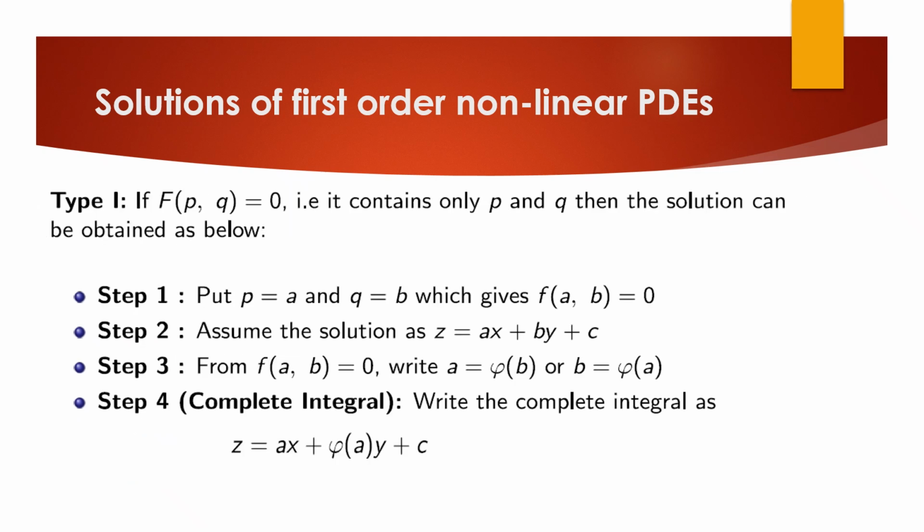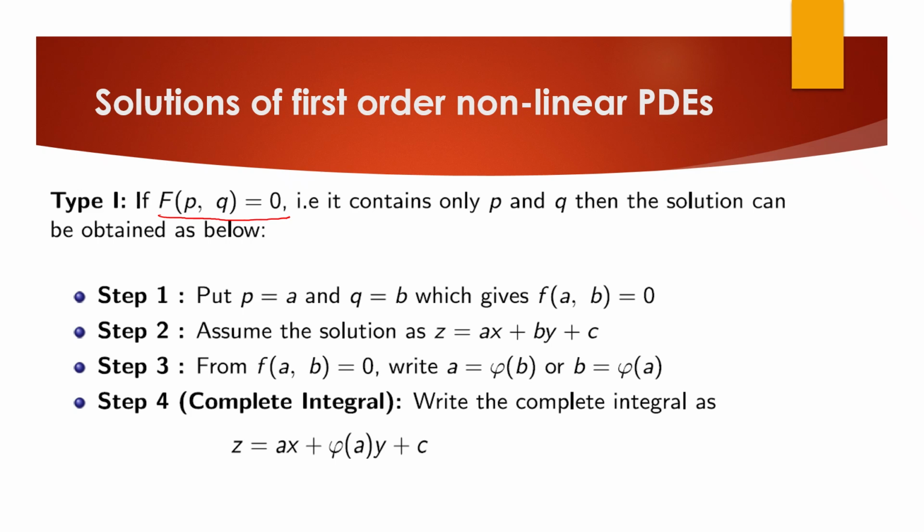Type 1 PDE will be of the form f of p comma q is equal to 0, which means here we'll be having a function of p and q alone. p is the first order derivative dou z by dou x and q is dou z by dou y. Here the PDE may be nonlinear, that means we may have powers of p and q, or products of p and q, but we have only p and q, not r, s, t. r, s, t are second order derivatives. So we'll be having only an equation involving p and q. That is called type 1 PDE.